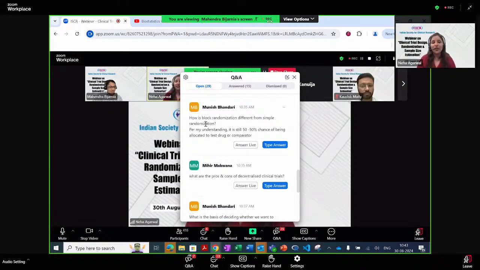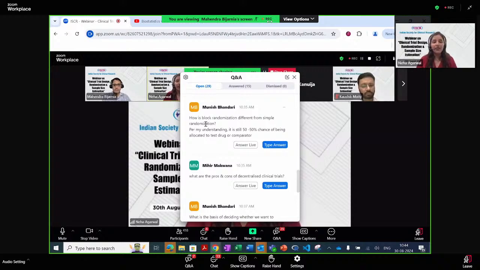If you have just a simple randomization generated, when the study is ongoing, it's possible that in the first 10 subjects or 15 subjects, you have more subjects given to the test arm as compared to the placebo or the reference drug. So at any point of the trial, you will not have that balance between the treatment groups.